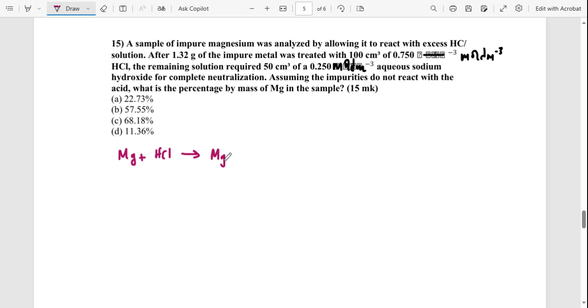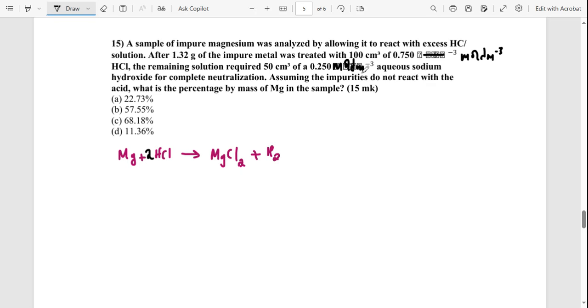So magnesium chloride and the hydrogen gas. Is this a balanced equation? Not really. To balance it, we'll put a 2 here. And then remember hydrochloric acid was in excess, so meaning that if this reaction happens, the entire magnesium is reacting, but some hydrochloric acid is remaining. And that hydrochloric acid that remained is what we're going to react with the sodium hydroxide. So we've been told 1.3 grams of impure metal was treated with 100 cubic centimeters of 0.75 hydrochloric acid.